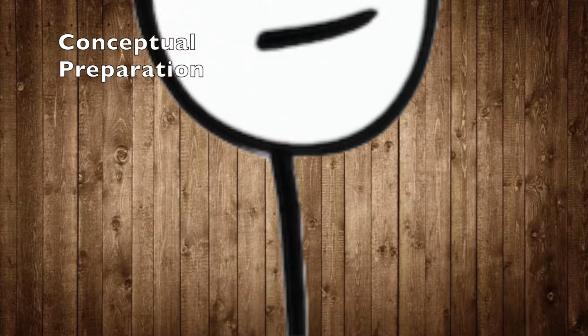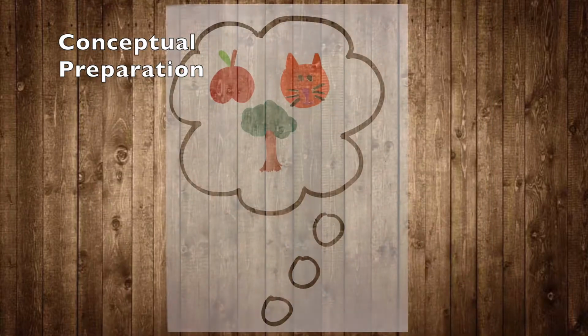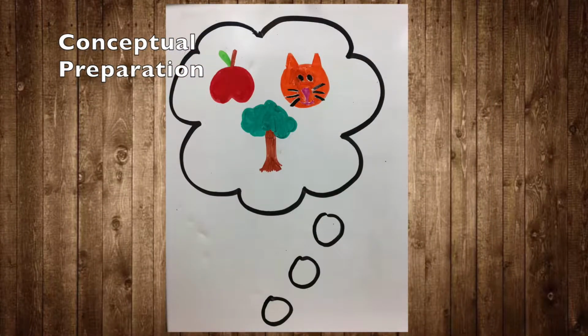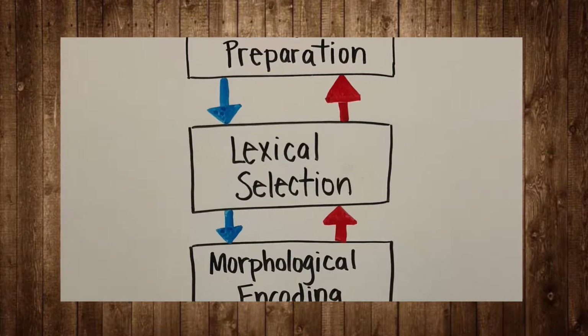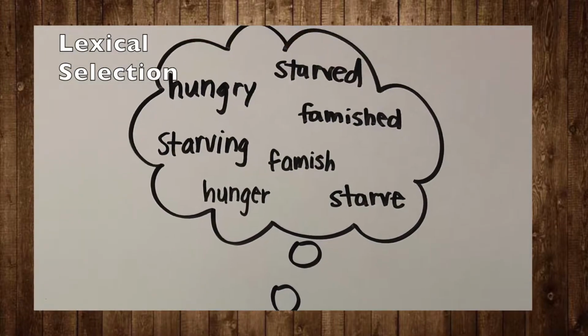During the conceptual preparation stage, we select a lemma. This is a mental representation of the idea we want to communicate, which at this point in the process is merely an idea, not the word itself. We have a number of different words that are close in meaning.